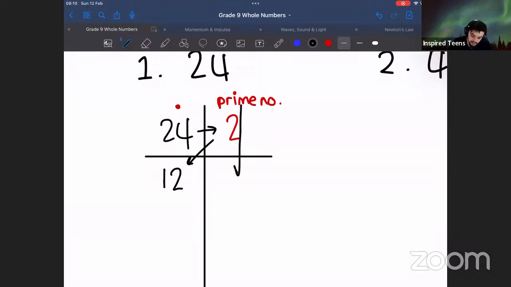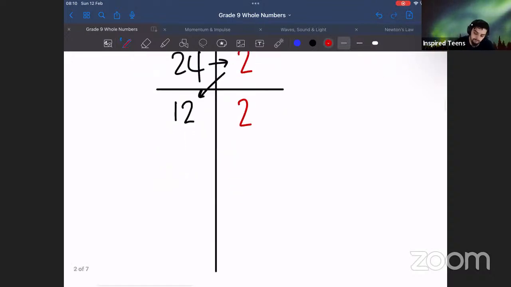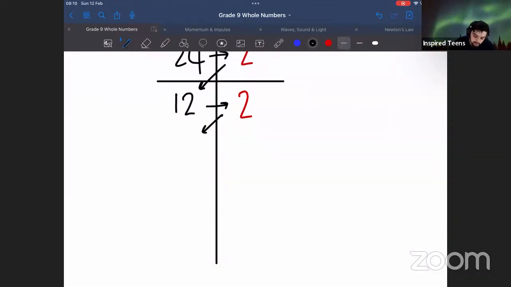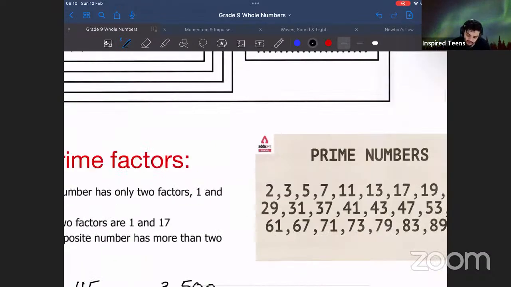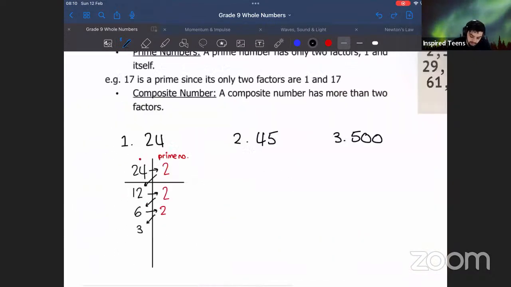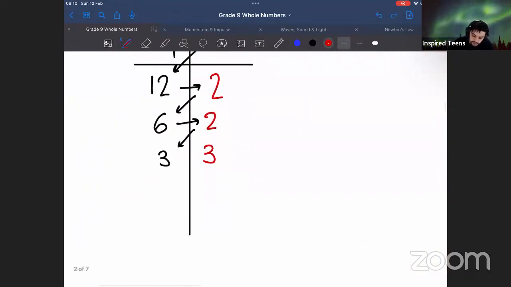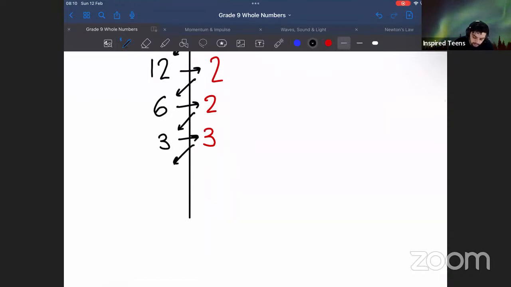Again, on the right-hand side, I'm only going to be dividing by prime numbers. So which number am I dividing? I'm going to divide 12 by another prime number. 2 can go into 12 again, so I write it again. When I divide 12 by 2, I'm left with 6. I need to divide by another prime number. I can divide by 2 again because it's an even number. When I divide 6 by 2, I'm left with 3. Now the prime number that I can divide 3 by is actually itself, because 3 is a prime number. So I put down 3. When I divide 3 by 3, I'm left with 1, and then we are done.